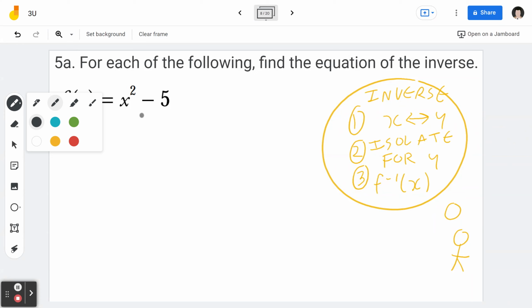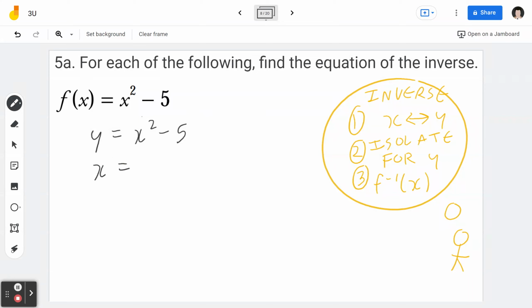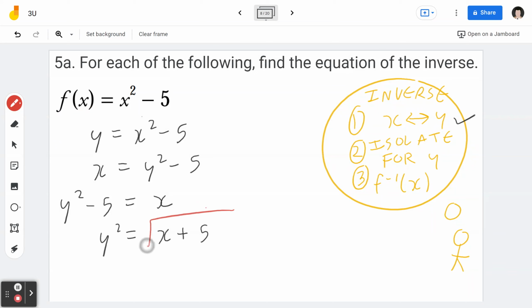So let's talk about this and demonstrate it. First step, I look at y equals x squared minus 5. I swap this. So x equals y squared minus 5. That's step 1. Step 2 is I'm going to isolate for y. Now, for some students, they like to write down y squared minus 5 on the left. That's fantastic. You can just recopy this, but in reverse sequence. To find y, you have to write down y squared equals, again, the opposite of subtracting 5 is to add 5. And in a different color, the opposite of squaring something is to find the square root.